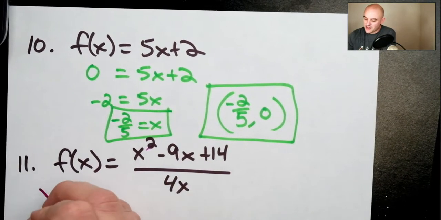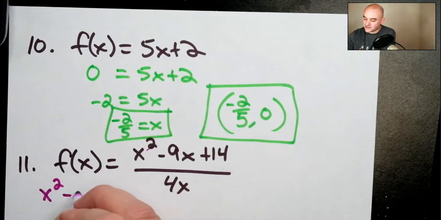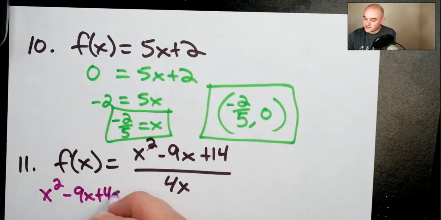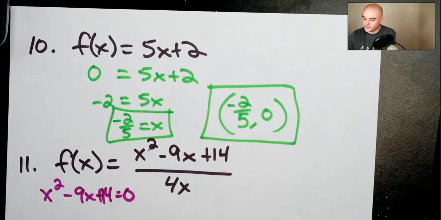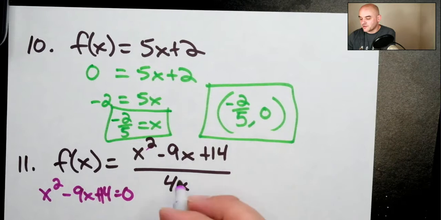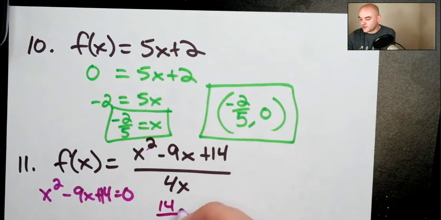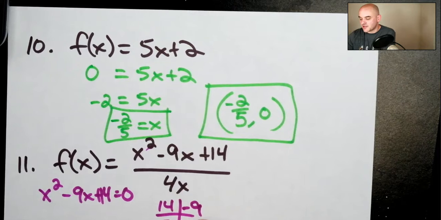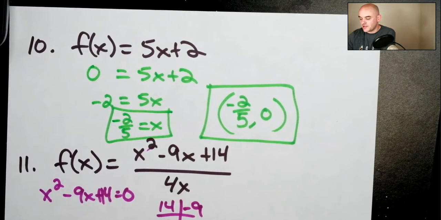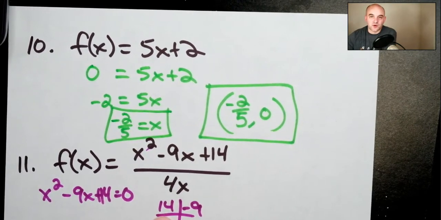So I'm going to let x squared minus 9x plus 14 equal 0, and then I'm going to solve that. I want factors of 14 that add up to the middle term, negative 9, and I'm thinking 2 and 7. If they're both negative, when you multiply them, you get a positive 14, and when you add them, you get a negative 9.